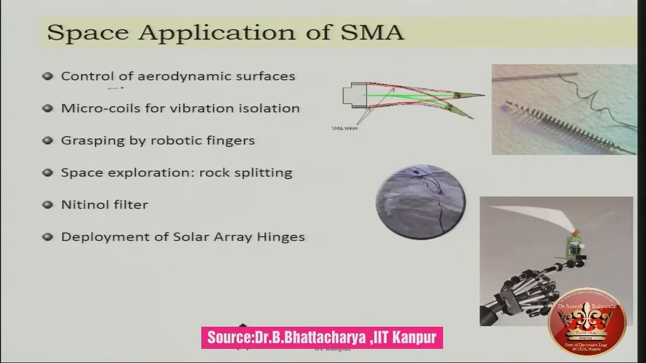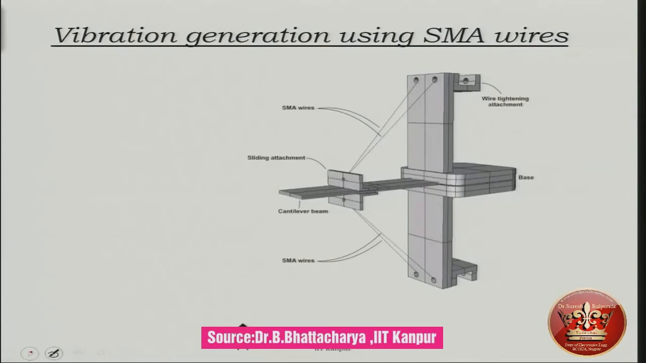For example, the control of aerodynamic surfaces like aircraft wing controls, etc. As you can see here, that SMA wire is controlling the so-called angle of attack. So that is one application. Microcoils for vibration isolation, or grasping by robotic fingers, that is also done. Space exploration or rockets, rock splitting. Then development of Nitinol filters or deployment of solar array hinges. There are many applications, particularly space applications of SMA.